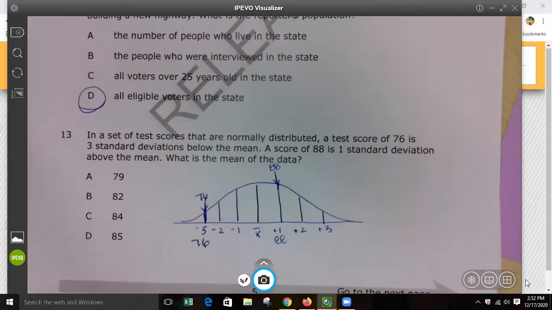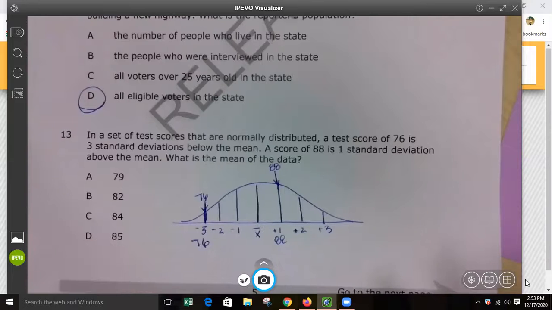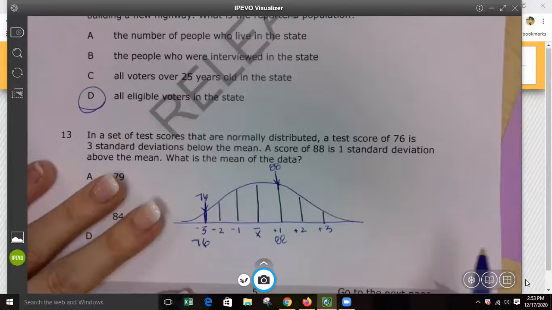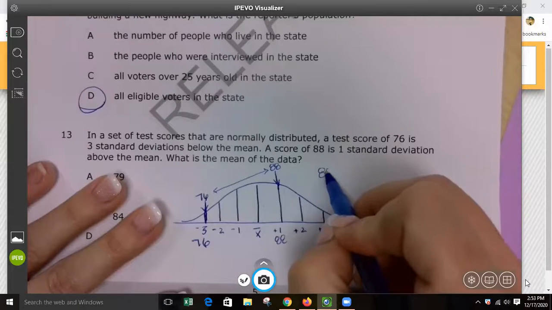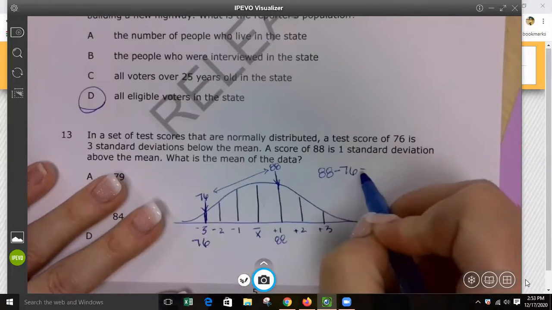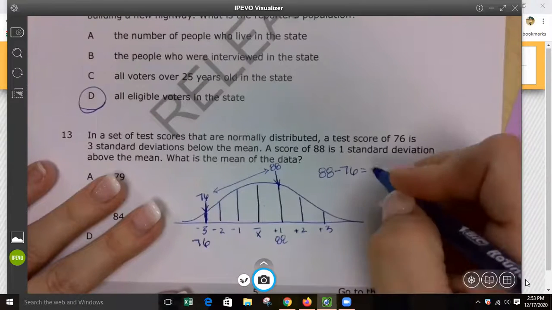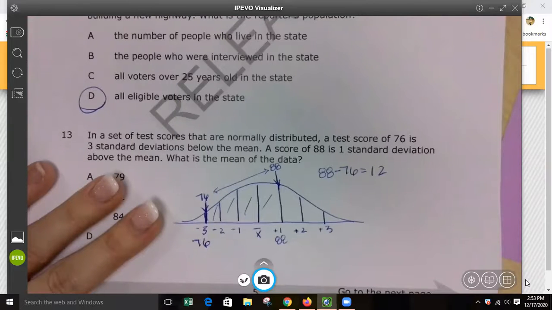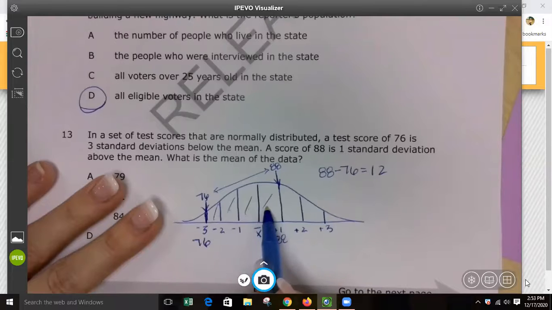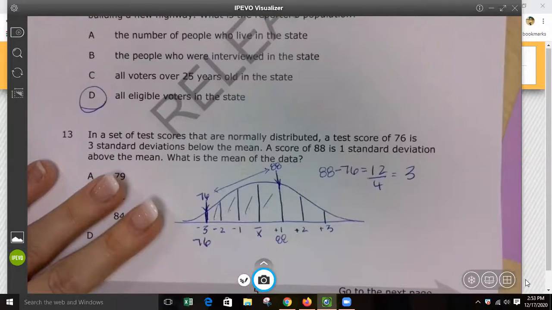All right, so what you need to understand is all these bars are exactly the same width. That's the standard deviation. So it wants to know what the mean of the data is. So what you want to do is find the spread between these two. So what is 88 minus 76? 12. How many bars is between there? 3. How many marks did I make? 4, which does give us a standard deviation of 3. So you're good with that.